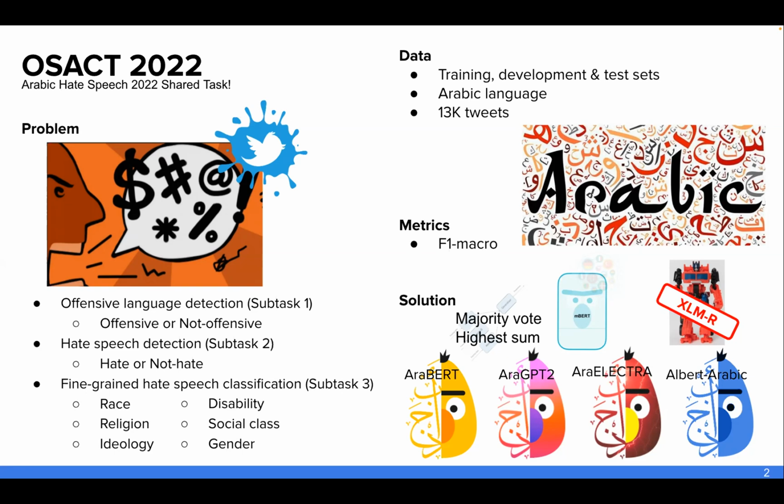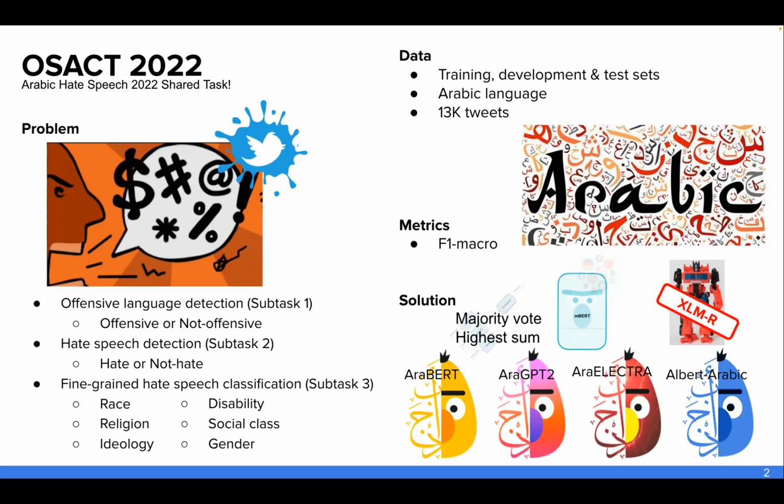Now the main points of the data. The organizers of the shared task provided 3 data sets: the training, the development, and the test set. The training and development sets contain tweets plus the labels for the 3 subtasks. The test set has only the tweets, and the results on the test set were used to rank the teams. Counting the tweets among the 3 data sets, we have 3,000 tweets. And the official metric to rank the results was the F1 macro.